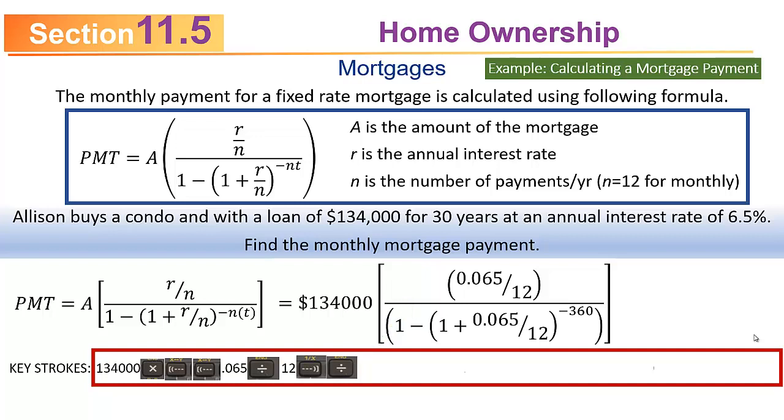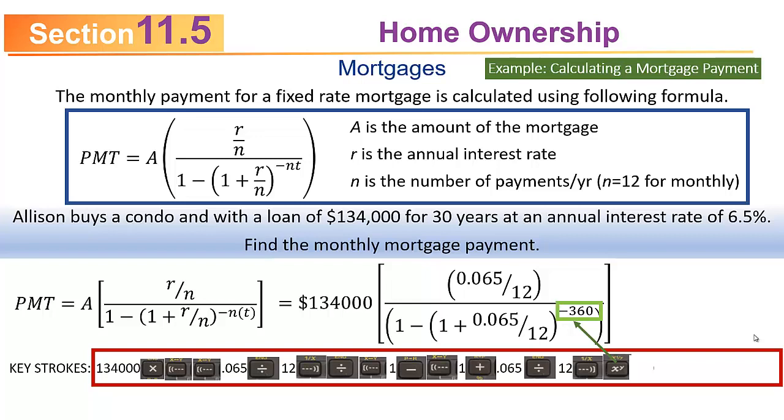Now you move into the denominator. The first thing you see is a left paren. Then you've got 1 minus. Now you have another left paren. Then you have 1 plus. Then you have the 0.065 divided by, enter 12. Then you see a right paren. Now you've got an exponent. Before you start typing in the exponent, you have to tell the calculator that you're about to type in an exponent, and you do that with the X to the Y key. So now the calculator expects you to type in the exponent.